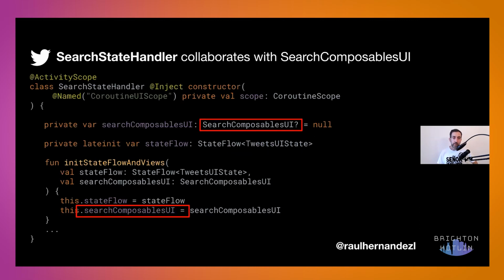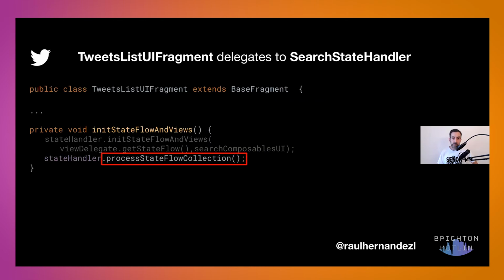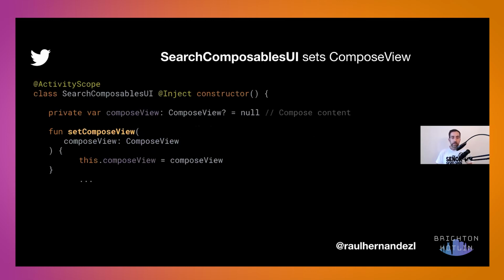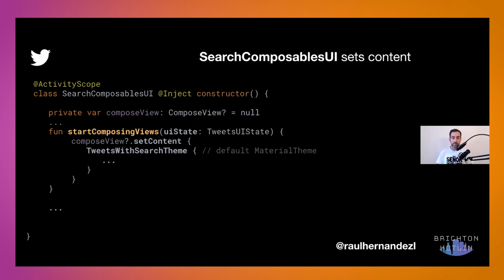So the search state handler is going to use the search composable UI and the state flow. Again, this is just initializing things in my state handler and processing the different states for the collection. So when we are processing those, it's equivalent to the previous implementation that you saw, but now I am using the search composable UI to start composing my views with the UI state. So I initialize this in there as well. I get the compose view reference for the content. And now we're going to start playing with it, and that's where the magic starts.